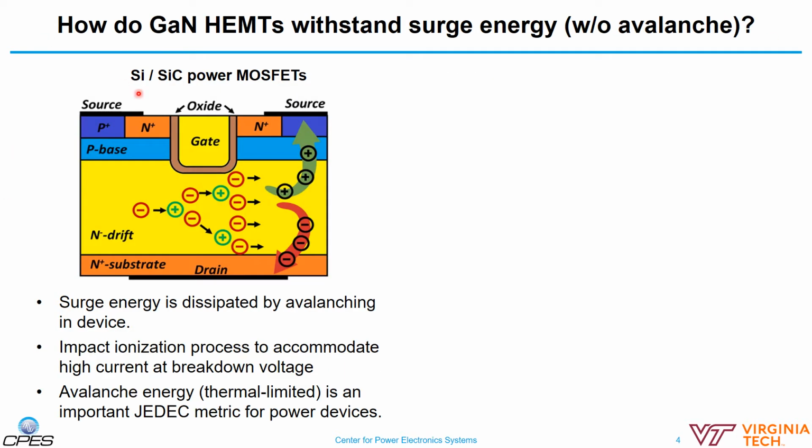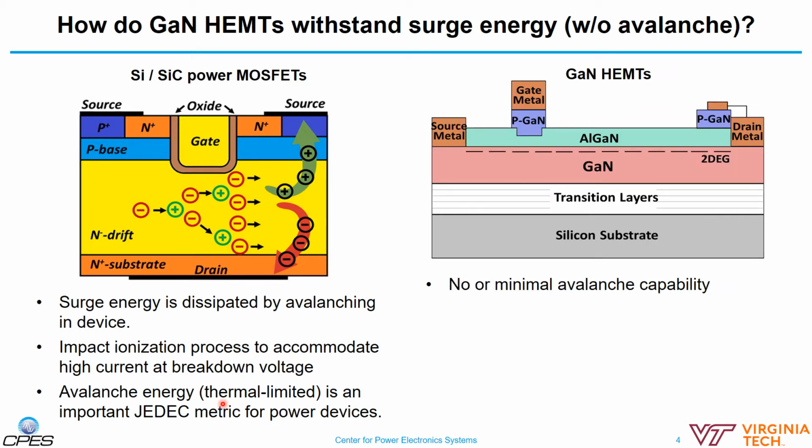Silicon and silicon carbide MOSFETs withstand the surge energy by avalanching, where a large amount of electron-hole pairs are generated by impact ionization, and such a device can accommodate a very high current at the breakdown voltage, so they can dissipate the energy within the device. So the avalanche energy is a thermally limited parameter, which is very important for power device ruggedness.